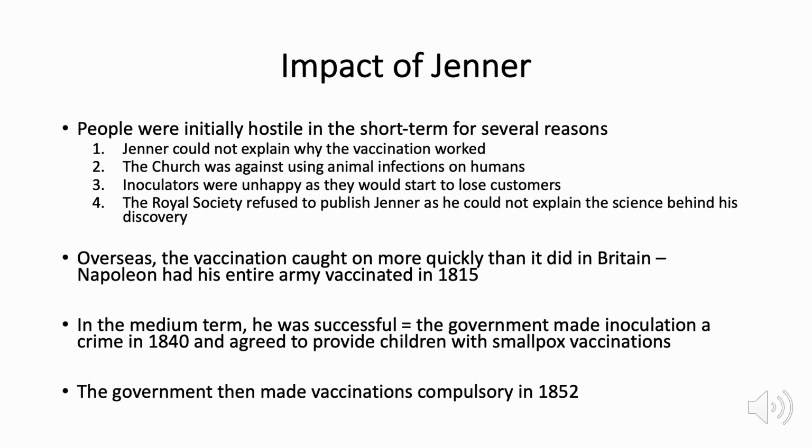But if we come back to Britain, we can say that in the medium and long term, Jenner is actually very successful. So the government makes inoculation a crime in 1840, and they agree to provide children with smallpox vaccinations. And then the government makes vaccinations compulsory in 1852. Okay, that's the date you want to remember. So smallpox vaccinations are made compulsory in 1852.